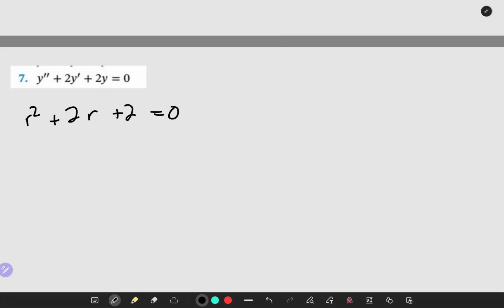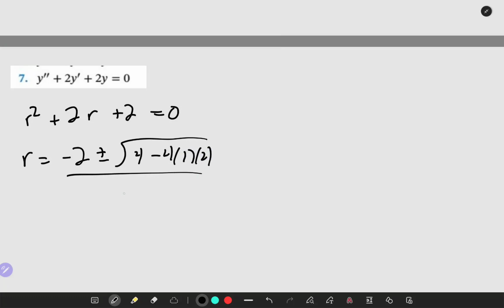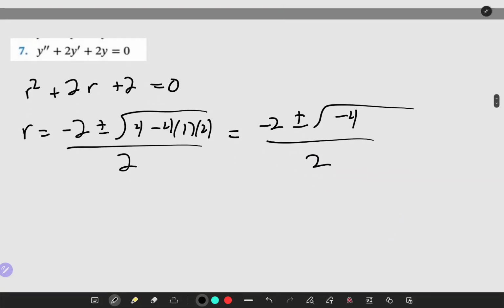Once again, you cannot factor this out. So r is equal to, this would be negative b, so negative 2 plus or minus the square root of 2 squared minus 4 times a times c, over 2 times a. This is negative 2 plus or minus the square root of 4 minus 8. Looks like the same thing almost as the last one. Just we have a different sign out front.